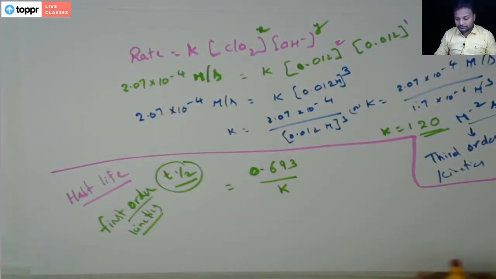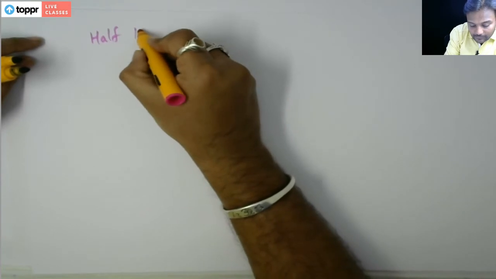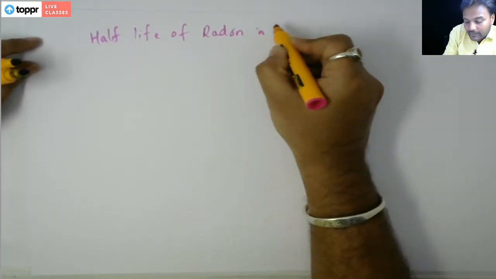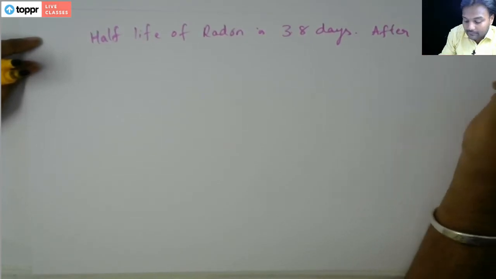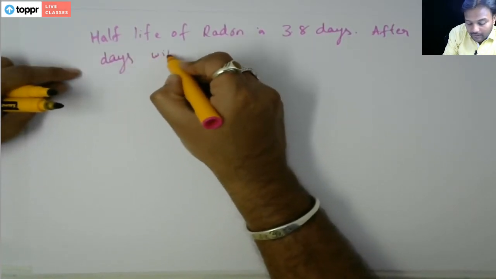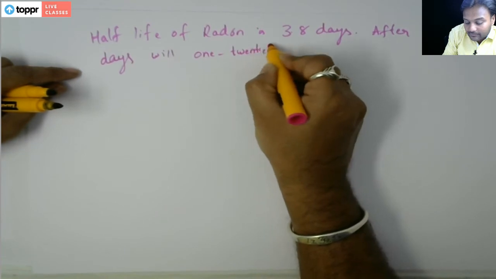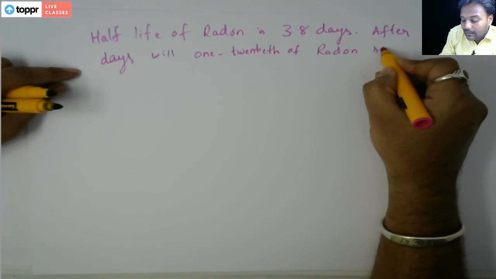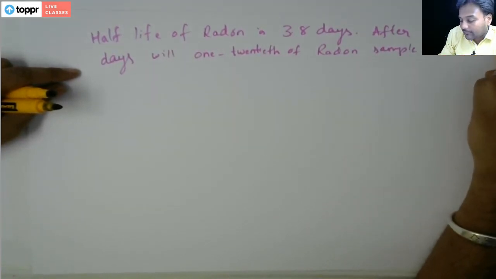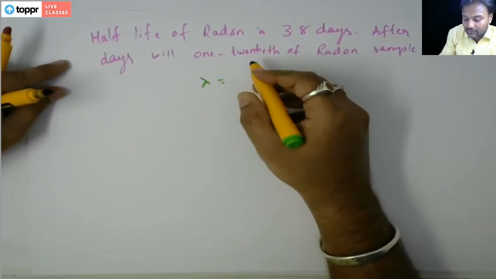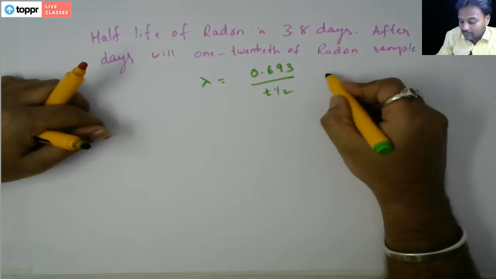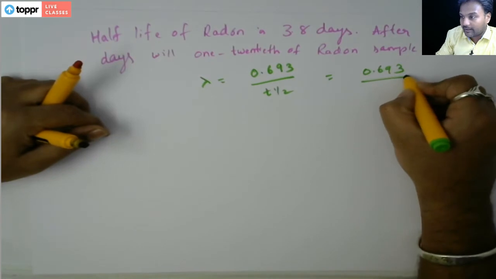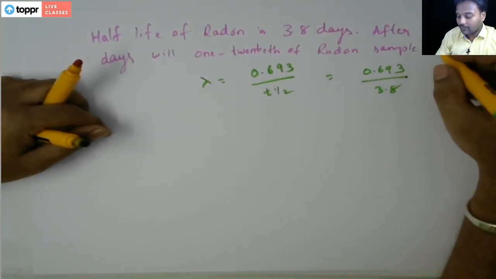Right? For example, assume that the half-life of radon is 3.8 days. After how many days will 1/20th of the radon sample be left over? So we can say here simply lambda equals, based upon the first order kinetics, 0.693 by T half, right? So what is the T half here? So 0.693 by 3.8. Okay, so this gives you the value.